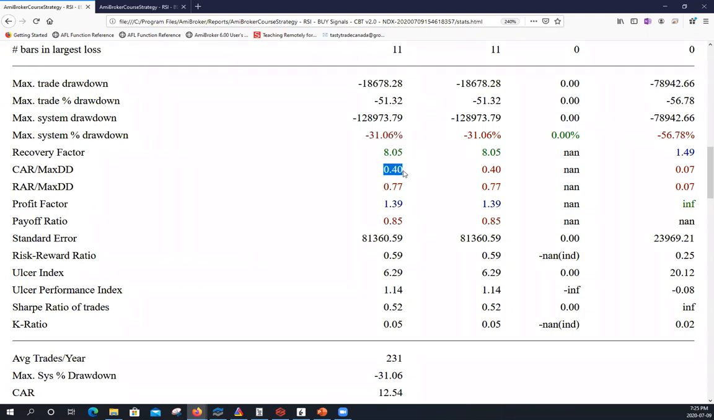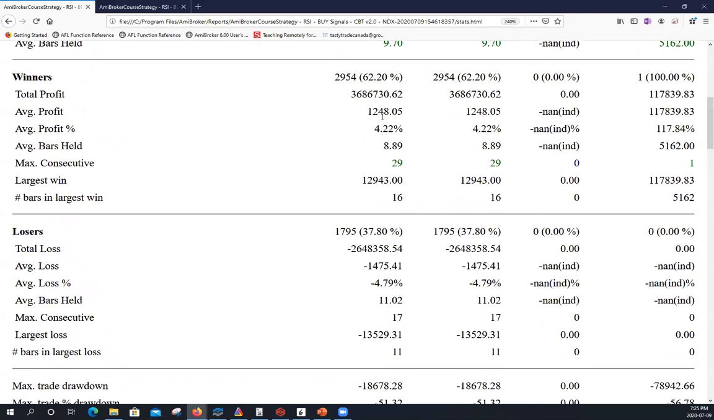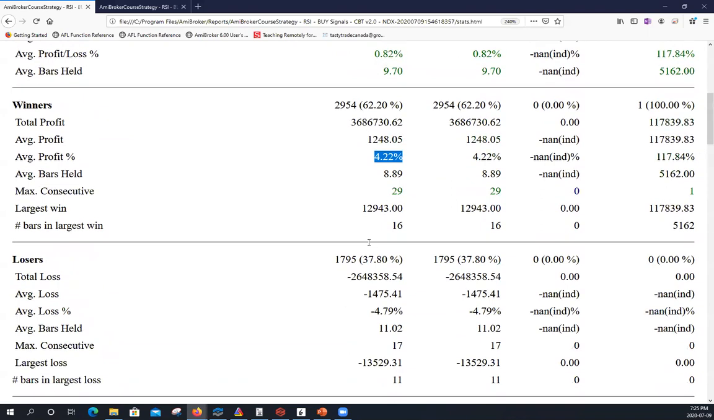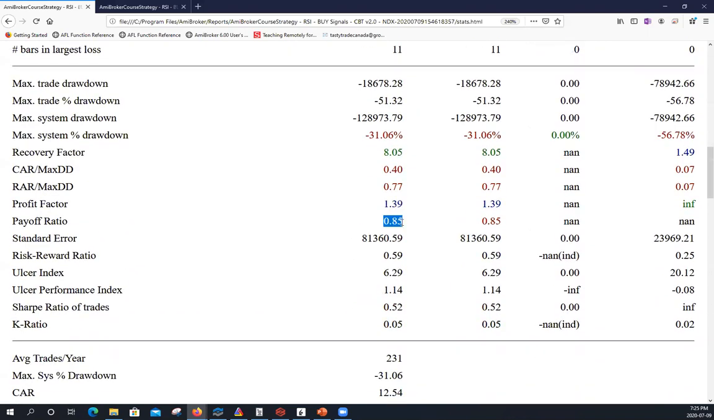So in this case, our CAR MDD is about 0.4. Now, before commissions, I like to see a CAR MDD of at least 0.5. In fact, I like to see a CAR MDD of about 0.5 or higher in order to consider trading it after commissions. Okay, so you can see here the payoff ratio is about 0.85, and that is determined because you can see here that we actually lose more than we win, but our win rate is higher, right? So we've got a payoff ratio below 1.